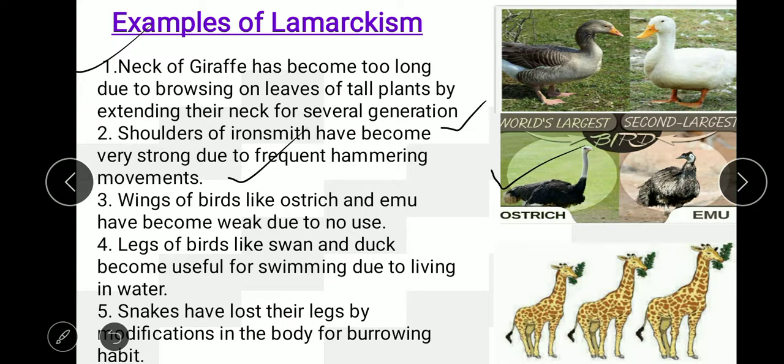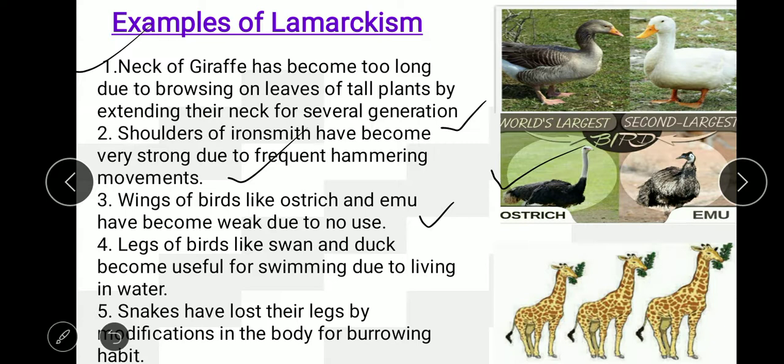Here the wings of birds like ostrich and emu have become weak due to no use, as they were not using their wings for many generations. Their wings are now not capable of taking them high in the sky. They can't fly with the help of their wings, students. Though they have wings, they are of no use now, because of laziness. This is the example of laziness. They did not use them, and now they are not capable.